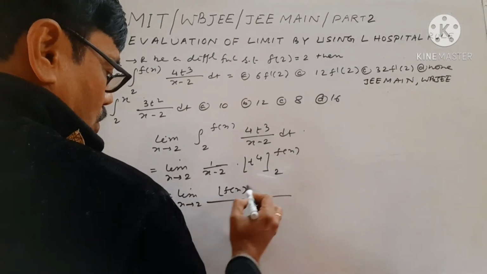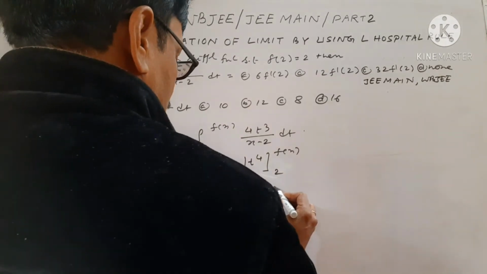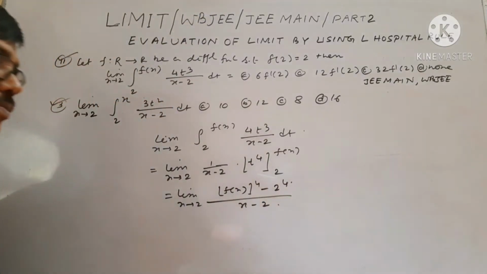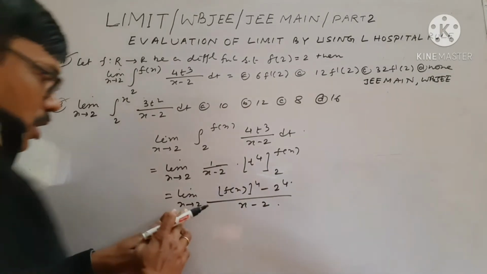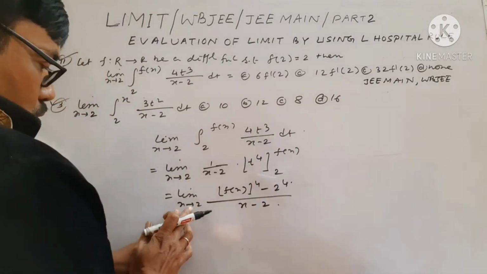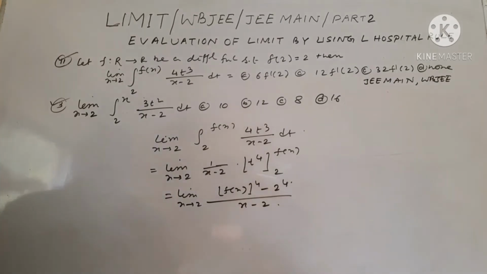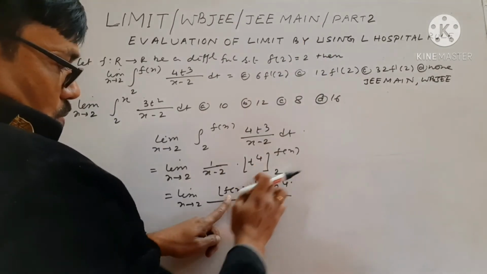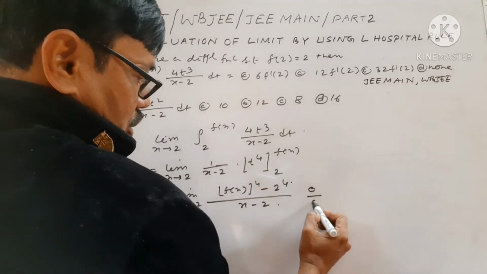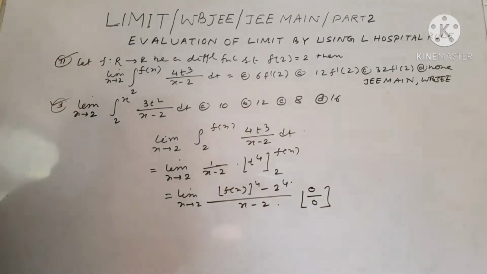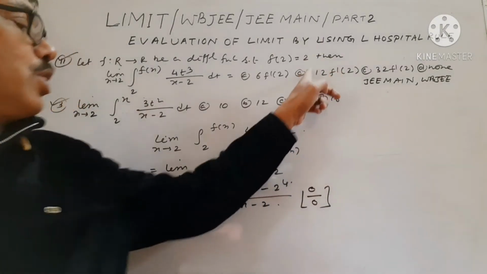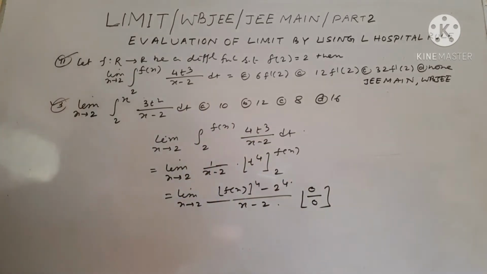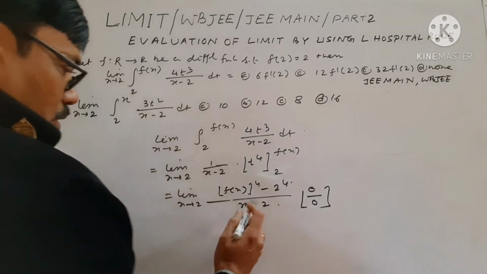We get f(x) to the power 4 minus 2 to the power 4, divided by x minus 2. Now if we put x equals 2, this is f(2). Listen again, f(2) is 2, so 2 to the power 4 minus 2 to the power 4 is 0. This is the 0 by 0 form, so we use L'Hospital rule.